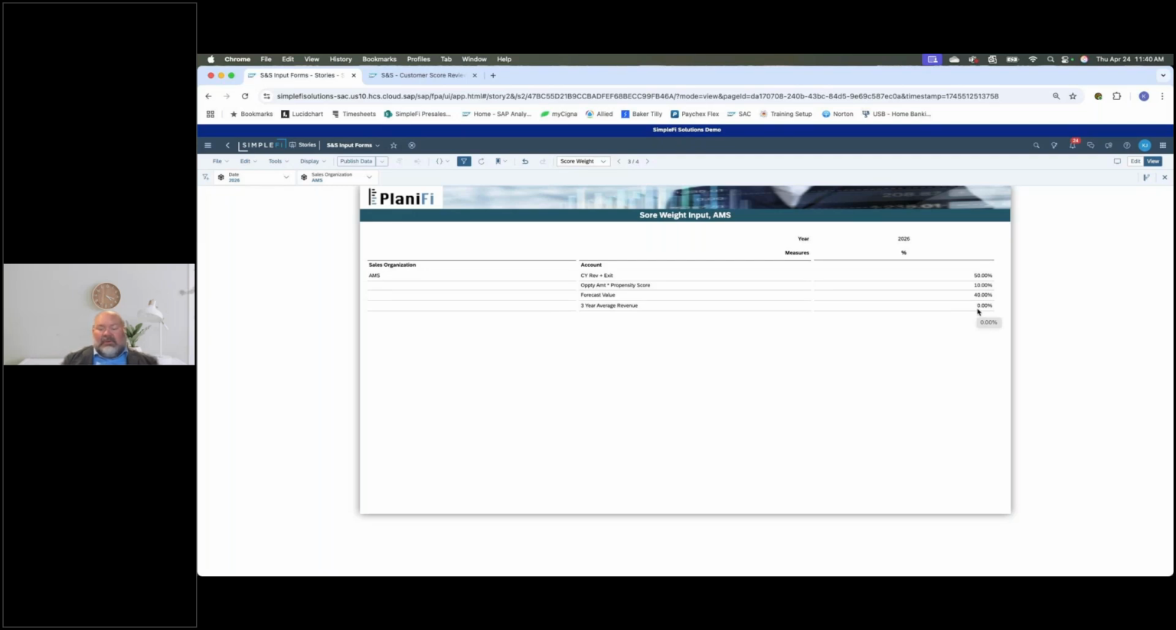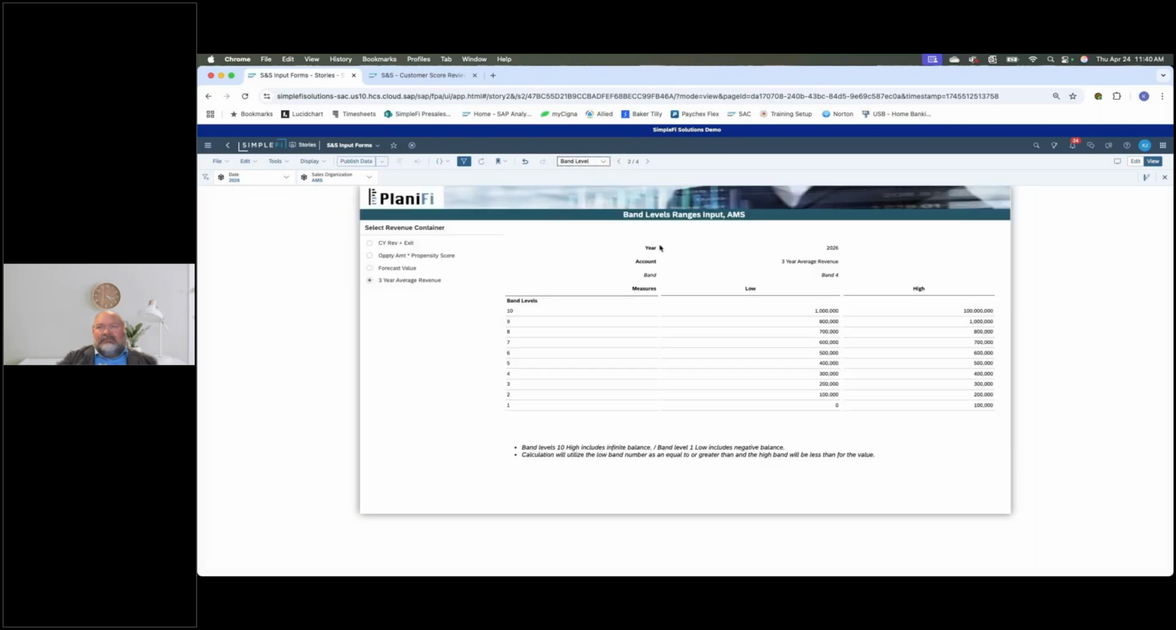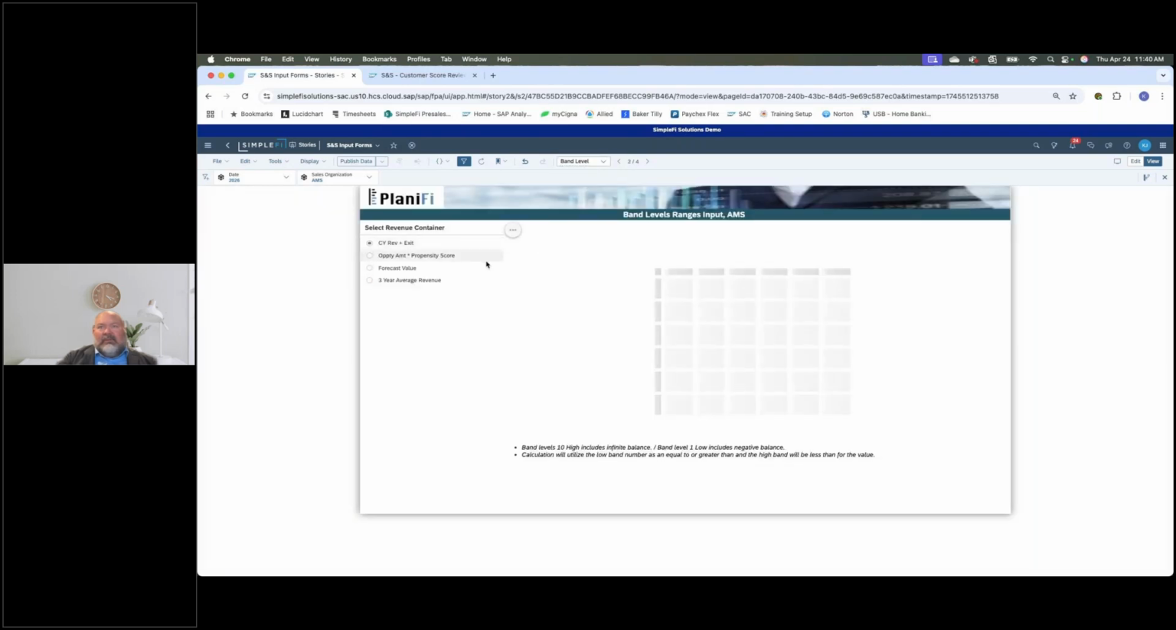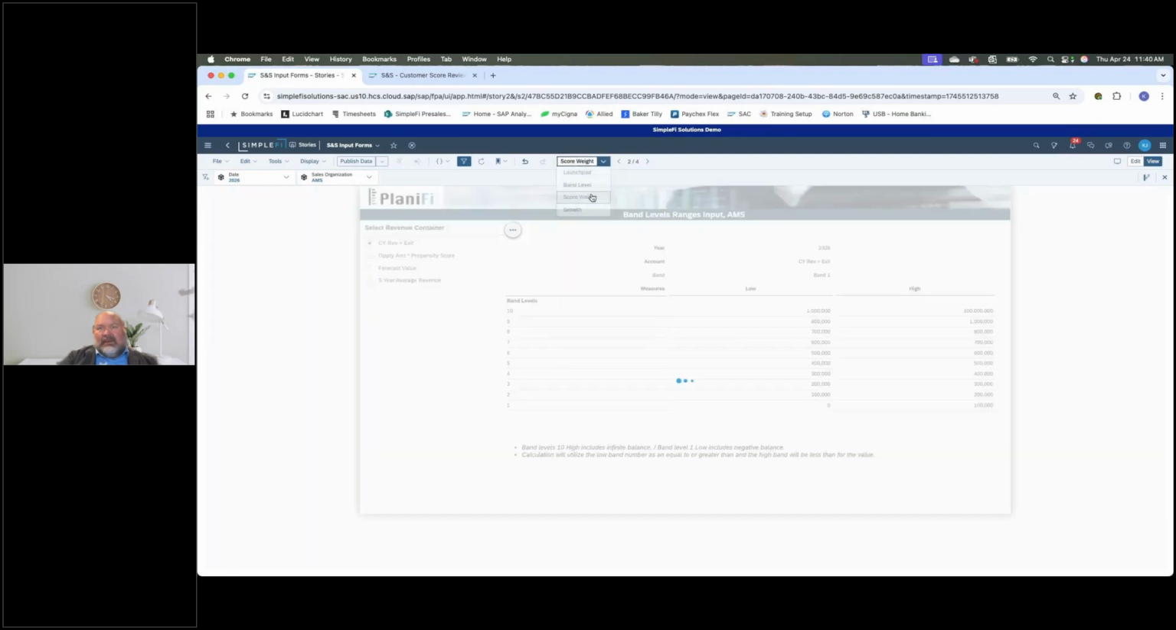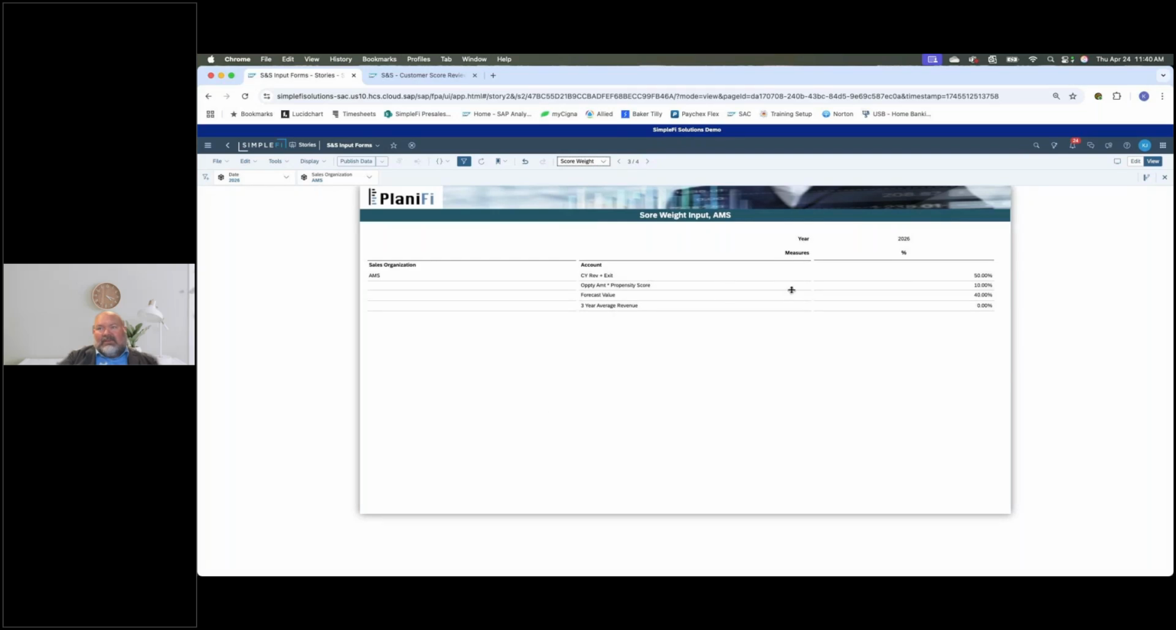If I look at current year revenue plus exit, and I have a $1 million account, well, if I go back to my band level for current year revenue plus exit, my account has $1 million, so it's a 10 right now, because it's over $1 million. With that said, I can then go back to my score weight and calculate what the account score is going to be.